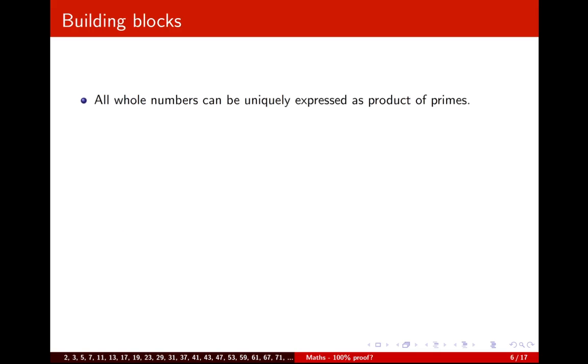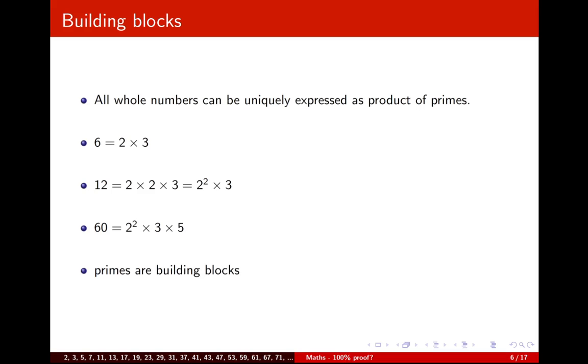Now, all whole numbers can be expressed uniquely as the product of primes. For example, 6 is the product of the 2 primes 2 and 3. 12, on the other hand, can also be written uniquely as a product of primes, but we've had to use 2 twice. Similarly, 60. So we can say that primes are the building blocks for whole numbers.